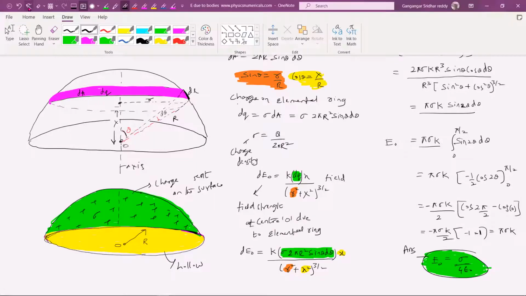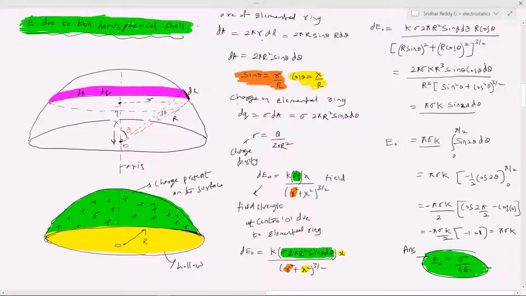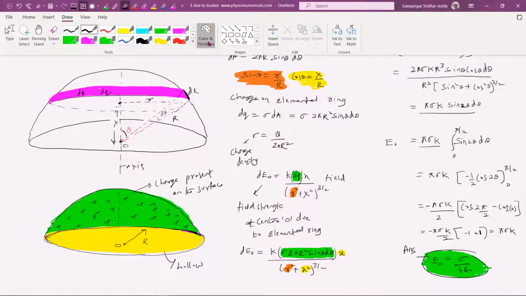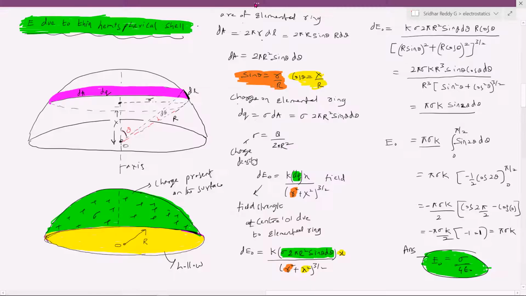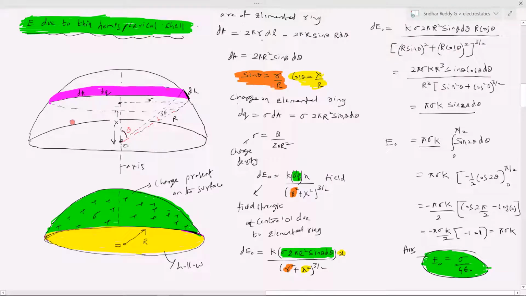Let me write it, because once you get an idea of what the hemispherical shell is, the mathematics will help us a lot. Charge present on the surface. Now, what is the method here? Where the charge is present on the surface, we write charge density sigma equal to q by 2 pi r square. What is the surface area of a hemisphere? 2 pi r square. Charge is present only on the outer surface.